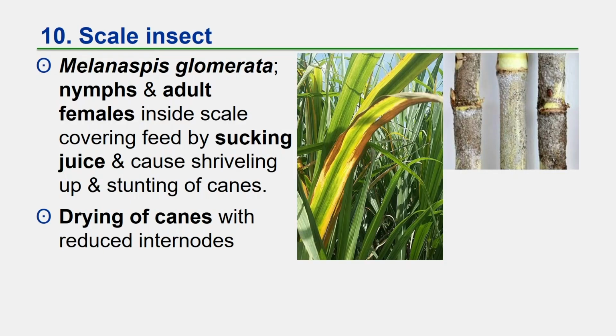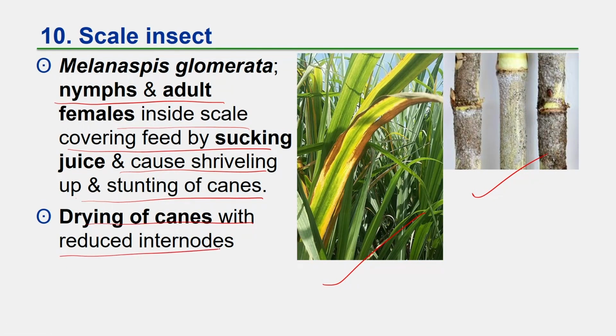Now the next insect is scale insects. You can see the damage being done in the right side pictures. It is called Melanaspis glomerata. Nymph and adult female inside a scale covering feed by sucking juice and cause shriveling up and stunting of the canes. Drying of canes with reduced internodes. You can see on the right side the canes have dried and internode size is also reduced. That means the yield will also go down.